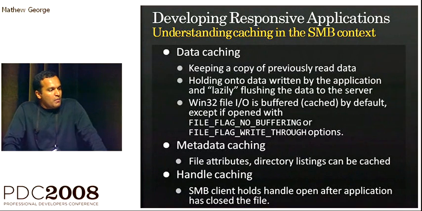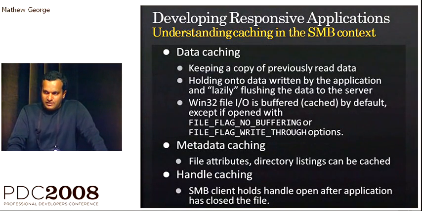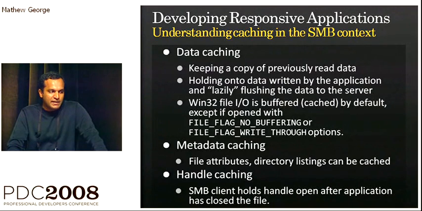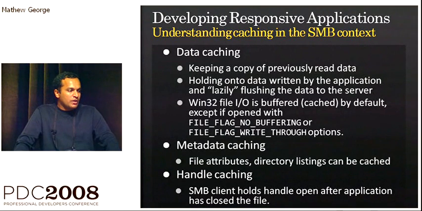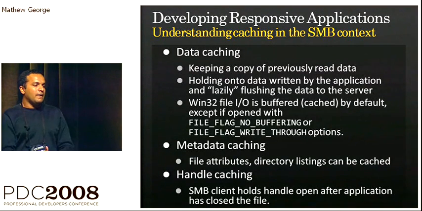The second form of caching we are interested in is metadata caching. These are non-data attributes related to a file. So file attributes, your file time, file sizes, even directory enumerations can be cached. And our SMB client does cache all these things. We'll talk about it. And the third thing is handle caching.